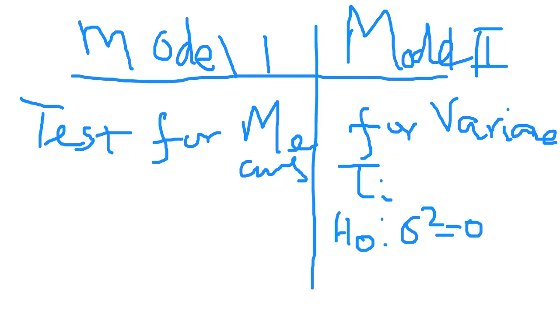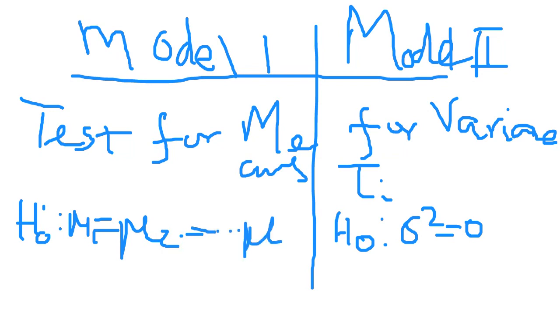If I say model 1 is appropriate, we are testing for what? H0: mu 1 equal to mu 2 equal to mu t. Do you get it, my brother? Chris? Yes, sir.